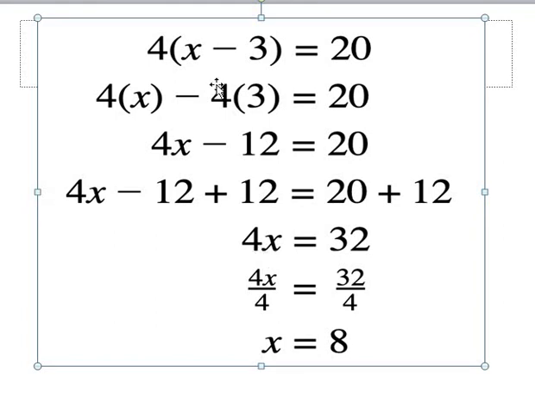Okay, and if you try to do the same here to check if your solution is correct, you make 8 minus 3 equals 5. 5 times 4 equals 20, which is the same as the right side.